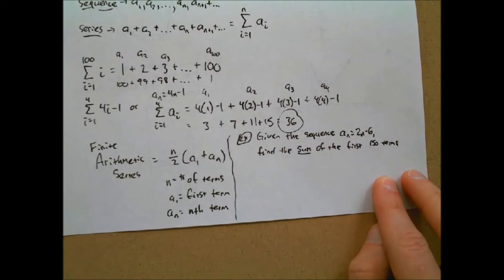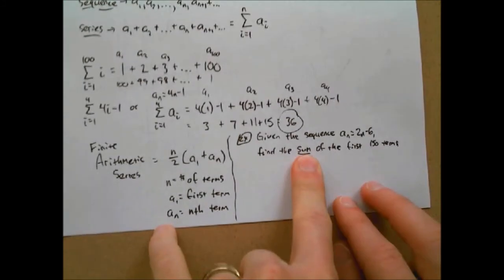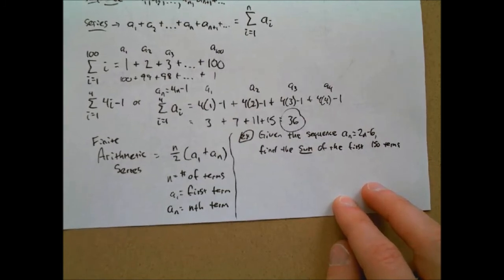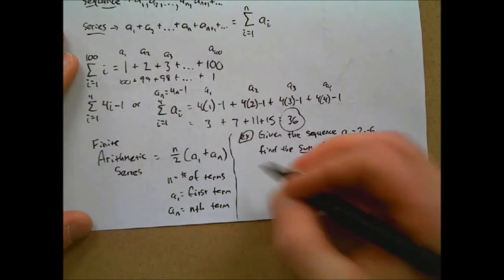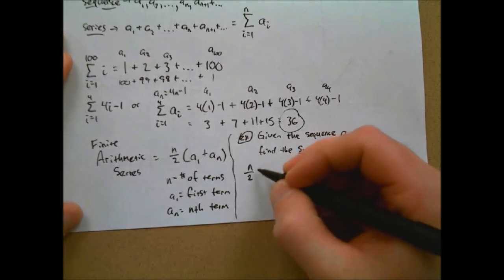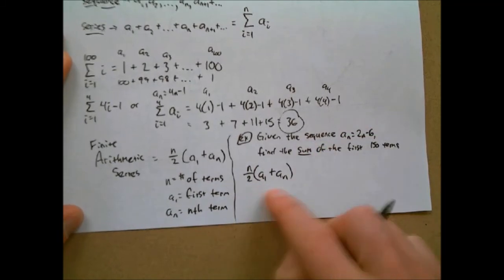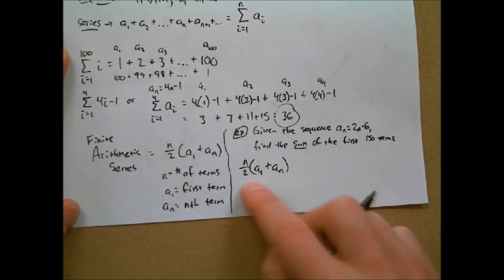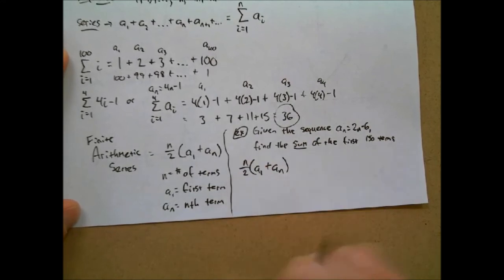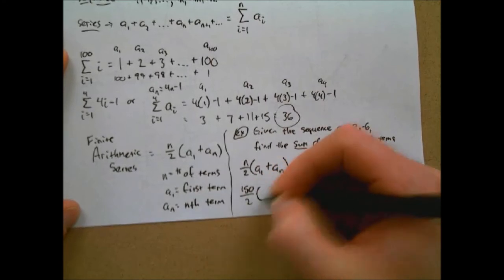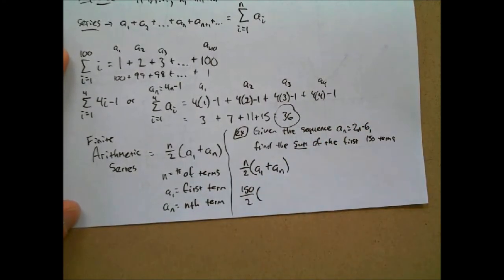But now we want to find the sum, which means we're really trying to evaluate a what? A sum of a sequence is known as a series. So we're trying to find this series here: n over 2 times a sub 1 plus a sub n. That's what we're trying to evaluate. Do we know any of these pieces of information? What's n, for example? That's going to be 150, over 2. What's a sub 1? We don't know our first term, do we? But how can we figure it out? Plug 1 into the sequence formula.